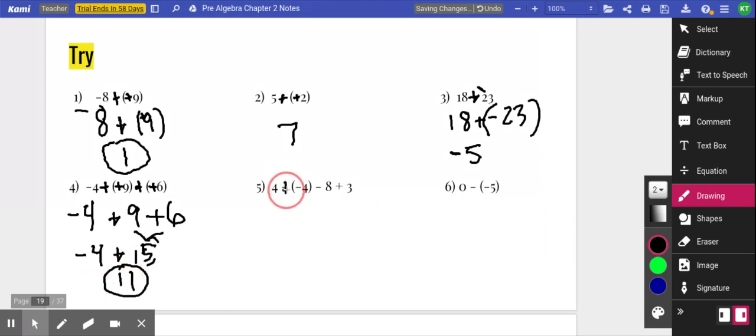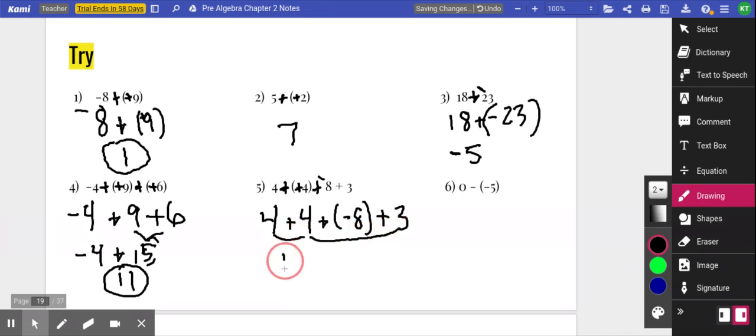Number 5, so we're going addition. Opposite of negative 4 is positive 4. Addition, opposite of 8 is negative 8. And that's already addition, so I'm going to leave it. So I have positive 4, positive 4, a negative 8, and a positive 3. So I'm going to add the positive values. So 8 plus 3 is 11, plus negative 8. Opposite signs, subtract. 11 minus 8 is 3. 11's bigger and it's positive, so it stays positive.